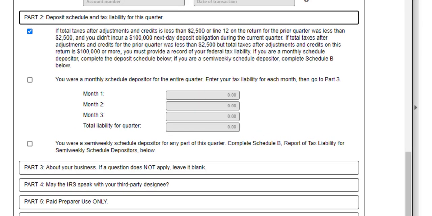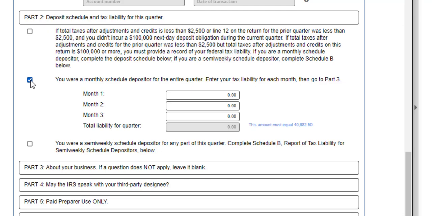You must select radio dial button 1 if line 12 is less than $2,500 in the current quarter. You may also choose it if line 12 on the return for a prior quarter was less than $2,500 and you didn't incur a $100,000 next day deposit obligation during the current quarter. The second radio dial button is used by monthly depositors with more than a $2,500 tax liability in the current quarter. The third radio dial button is used by semi-weekly depositors.